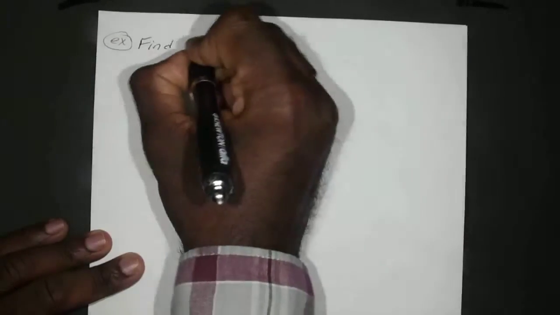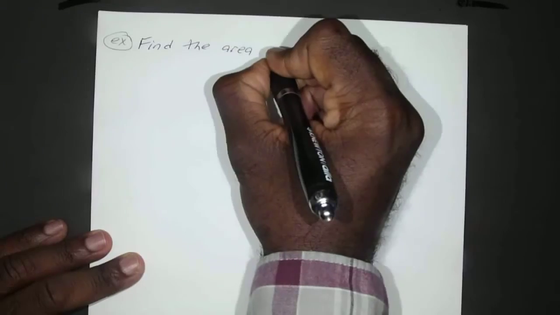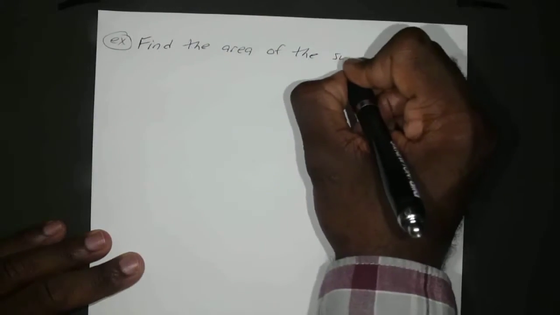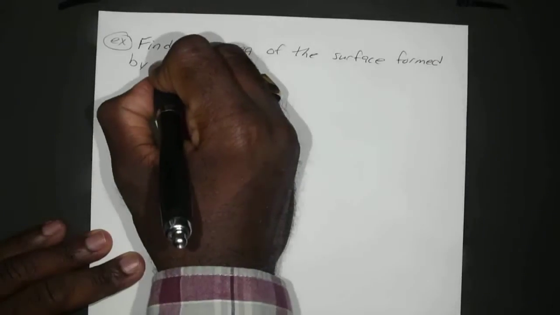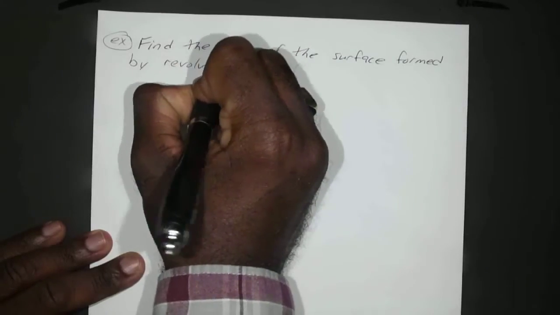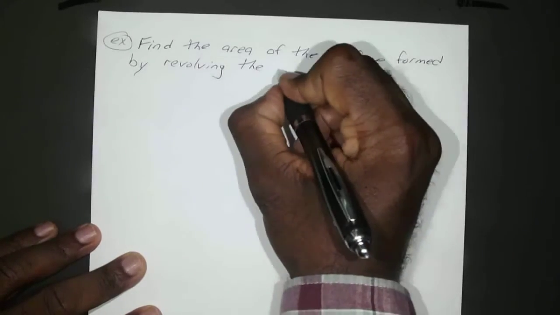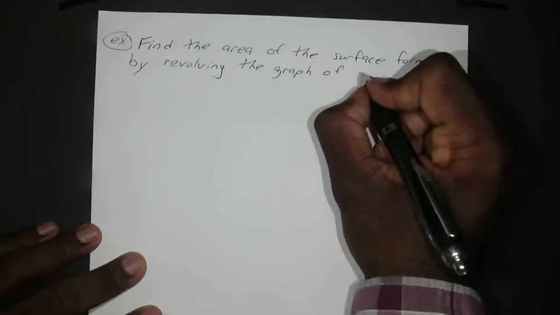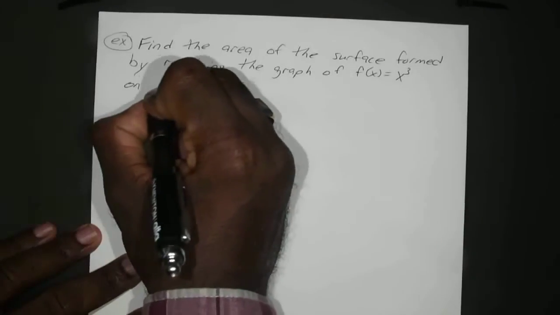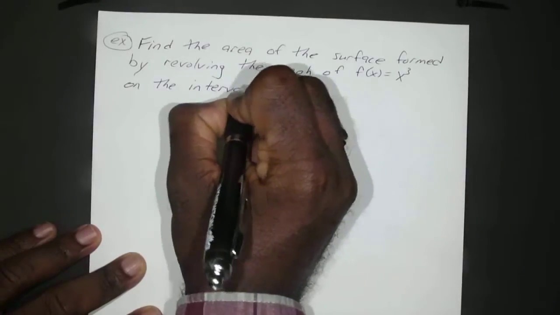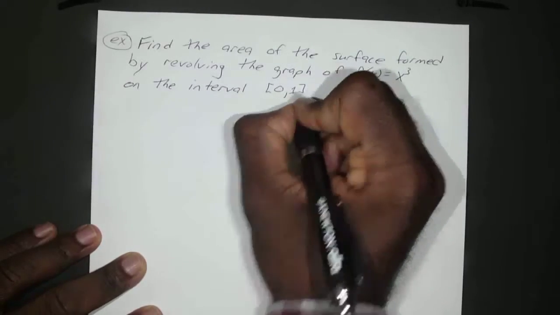Okay, so let's say, for example, you want to find the area of the surface formed by revolving the graph of f of x equals x cubed on the interval from 0 to 1 about the x-axis.